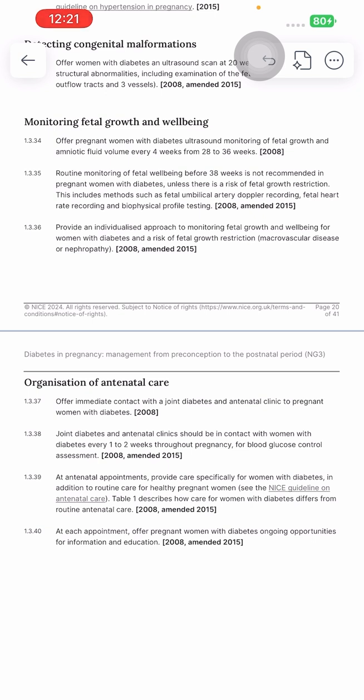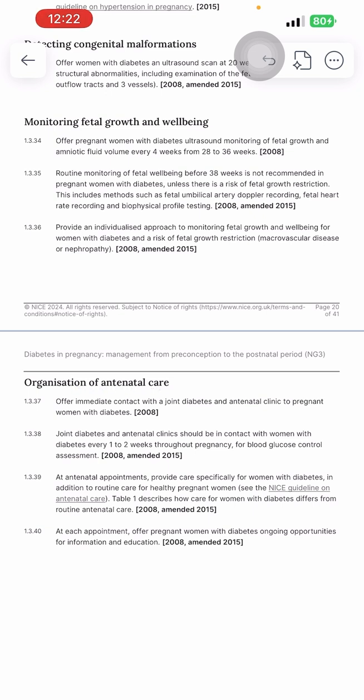So if the patient is chronic diabetic or chronic hypertensive, then you have to do growth scans. Even if they are normal, as a baseline at 28 weeks or 36 weeks, we have to do the umbilical artery Doppler so that we don't miss IUGR. Provide an individualized approach to monitoring fetal growth and well-being for women with diabetes at risk of fetal growth restriction, macrovascular disease, or nephropathy. In gestational diabetes mellitus, they are less likely to have IUGR, but in chronic diabetes, because vessels are compromised, the baby may usually develop intrauterine growth restriction.